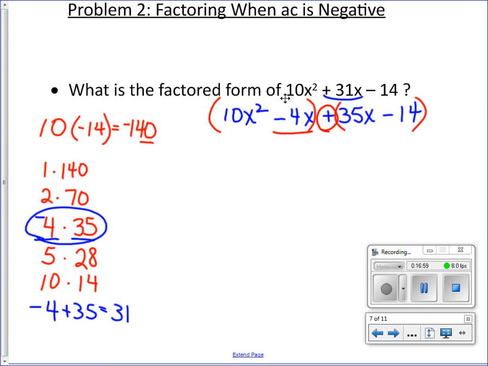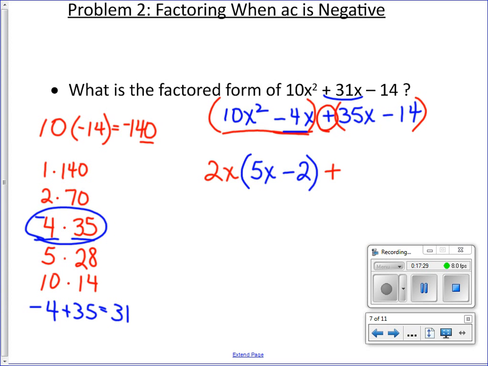Okay, so let's factor out the greatest common factor of 10x squared and minus 4x. Well, 10 and 4 have a greatest common factor of 2. And x squared and x have a greatest common factor of x. So we have 2x, and what remains? 2x times 5x would give 10x squared, and 2x times a minus 2 would give the negative 4x. All right?